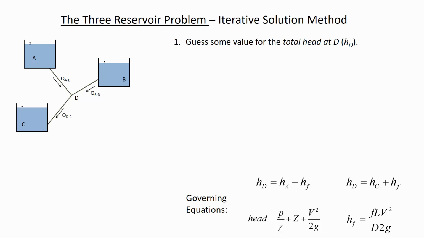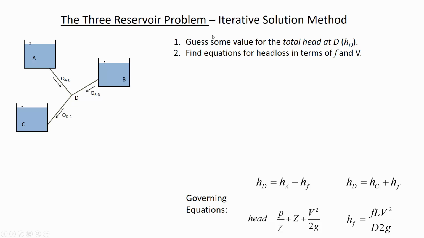Okay. So here's what we're going to do, step by step. We're going to begin with a guess of the head at D. And our text suggests that sometimes what you can do is just assume that the head at D is equal to the elevation of the water in the middle tank. But it turns out that you don't have to do that. You could choose any elevation between C and A, and eventually the solution will converge. But if you want it to converge faster, an easy thing to do is just assume that the total head at D is equal to the actual water surface elevation at B.